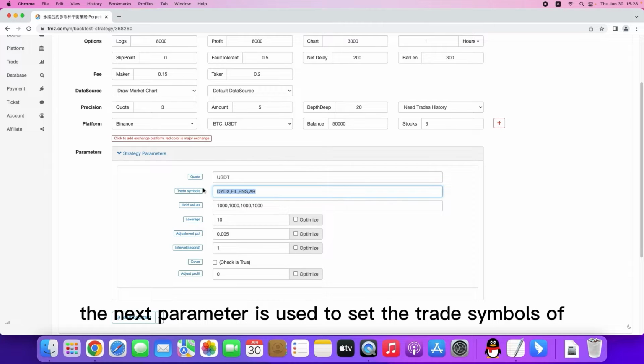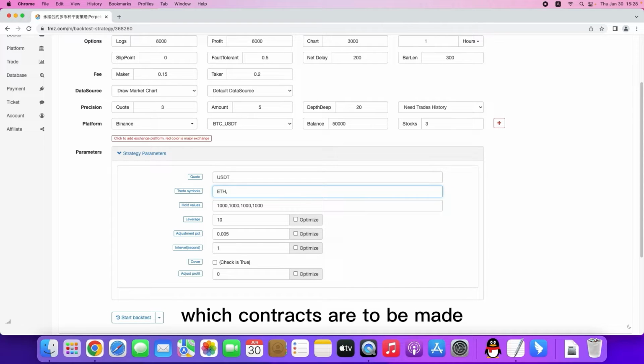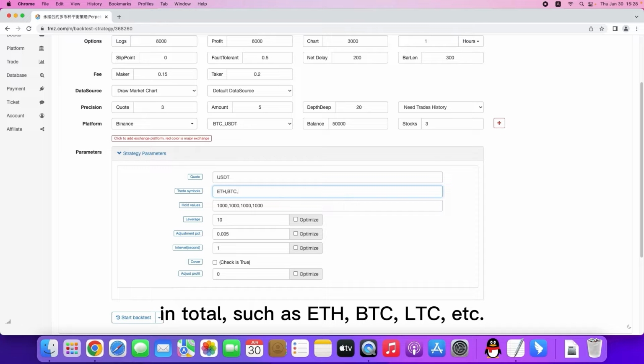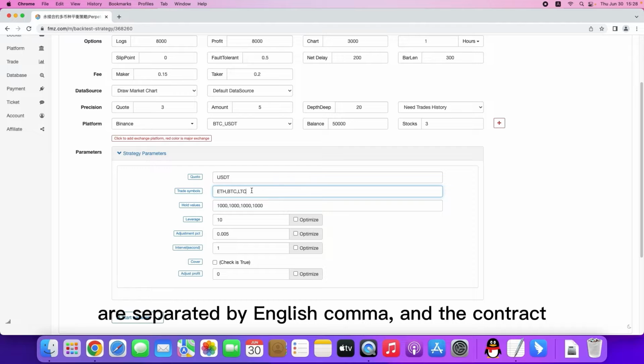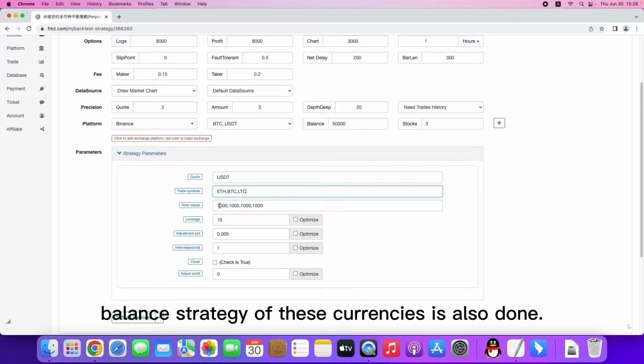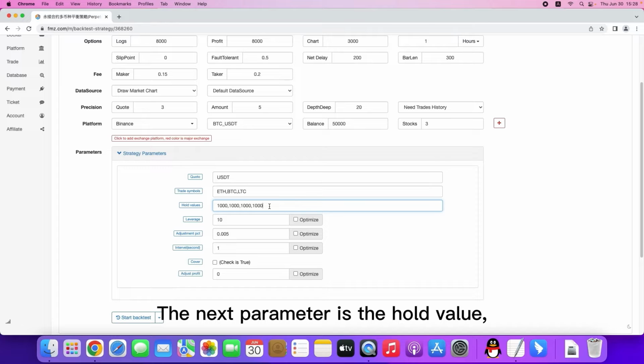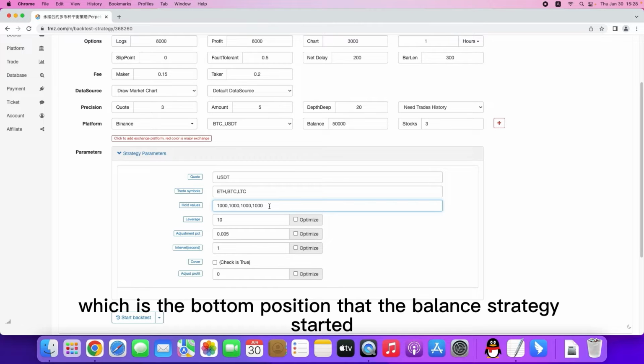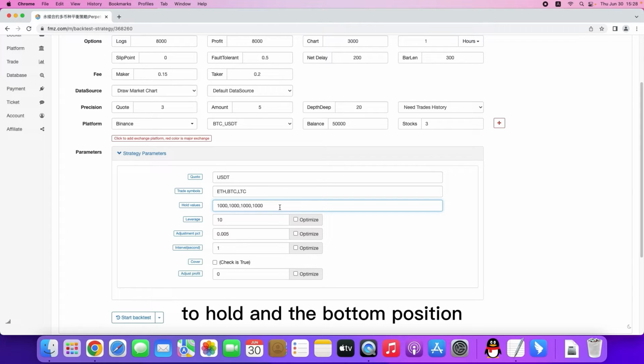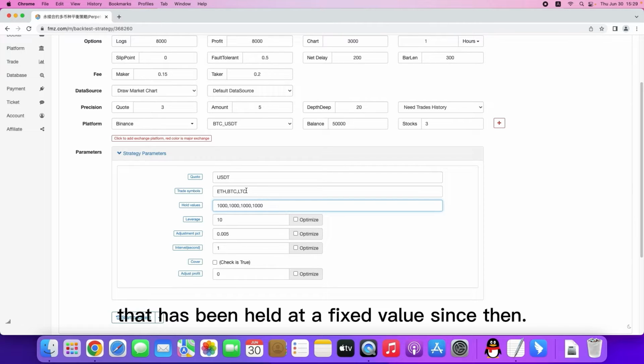The next parameter is used to set the trade symbols of which contracts are to be made in total, such as ETH, BTC, LTC, etc. Every one of them is separated by an English comma, and the contract balance strategy of these currencies is also done. The next parameter is the hold value, which is the bottom position that the balance strategy starts to hold, and the bottom position that has been held at a fixed value since then.